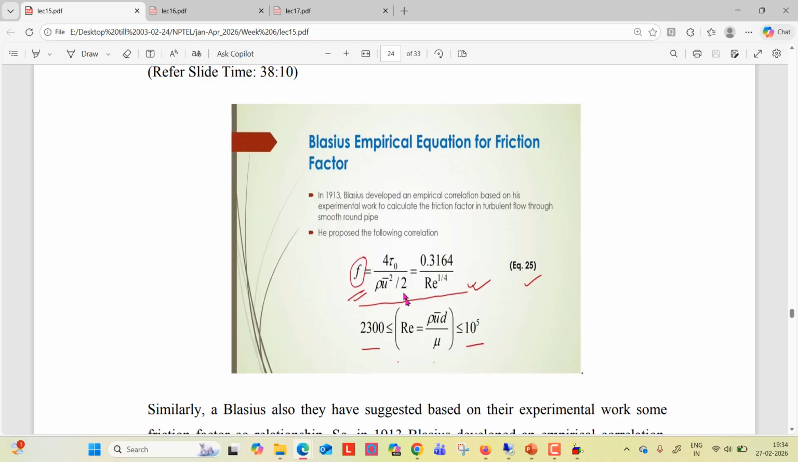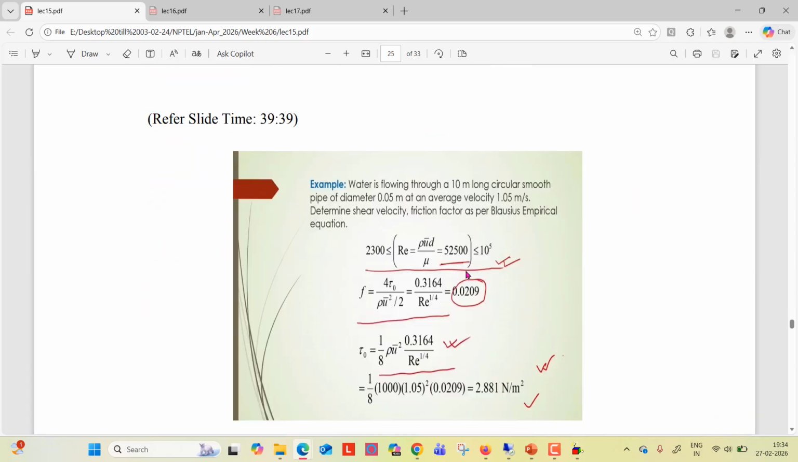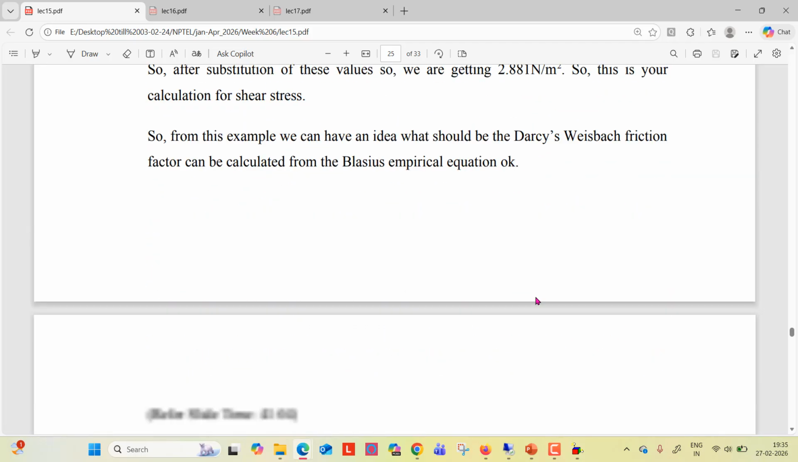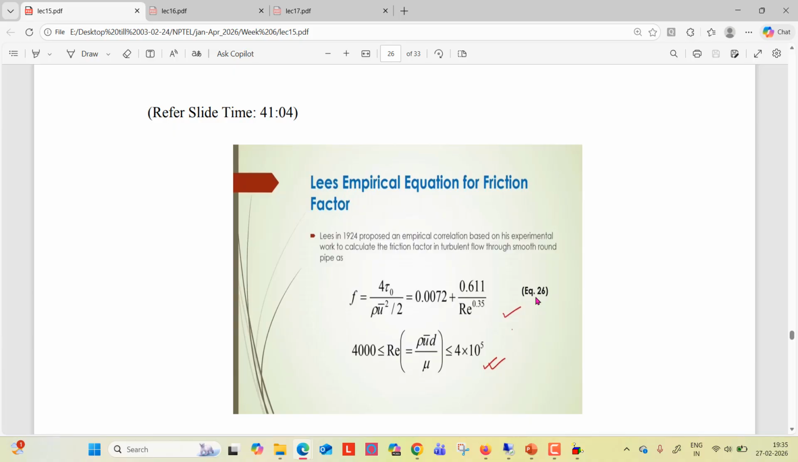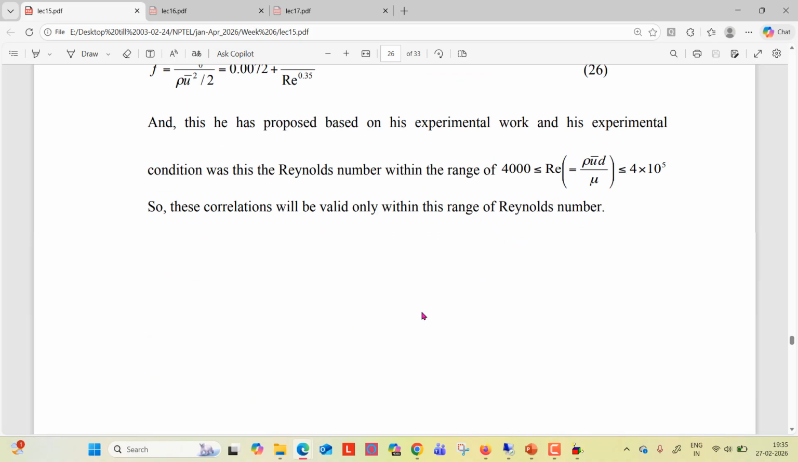So this is the friction factor. And what is this expression? It is like 4 tau 0 by rho u square by 2. Lee's empirical equation is like this. You have to remember it because an MCQ may come from this.